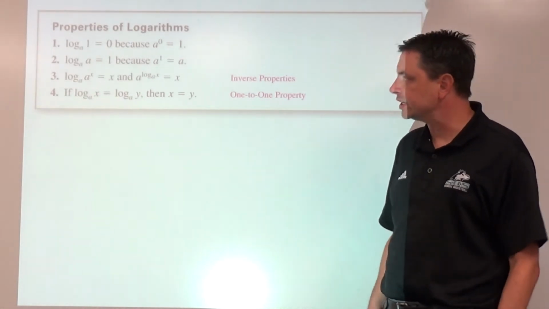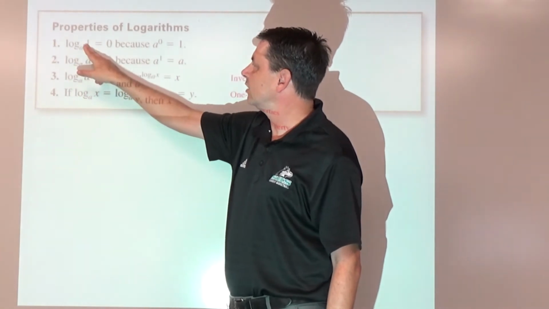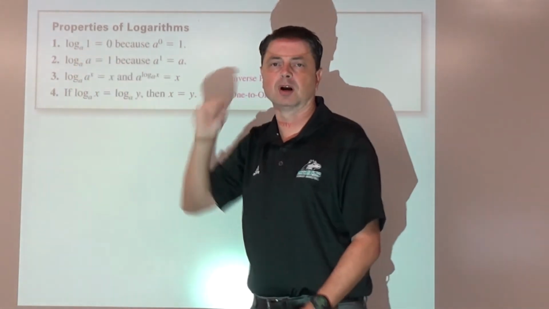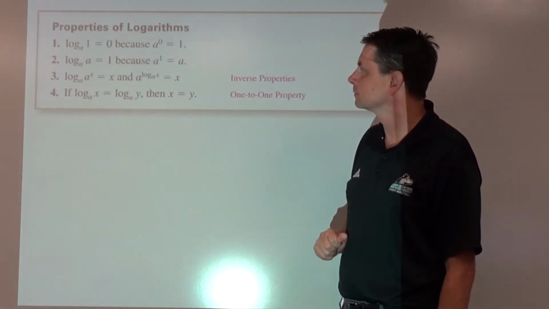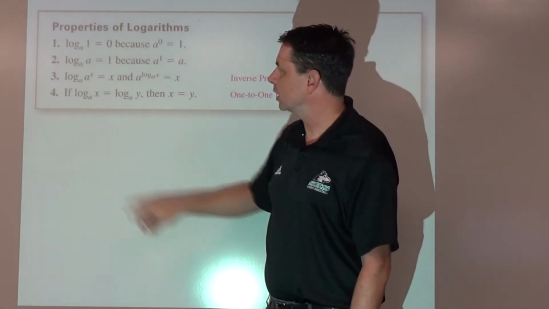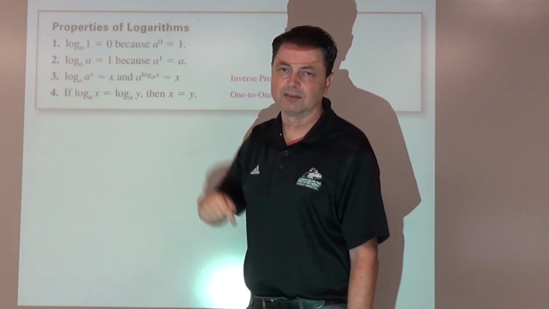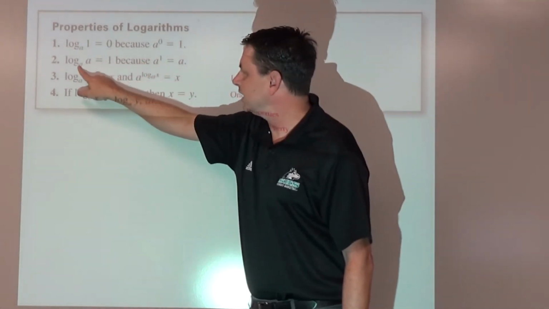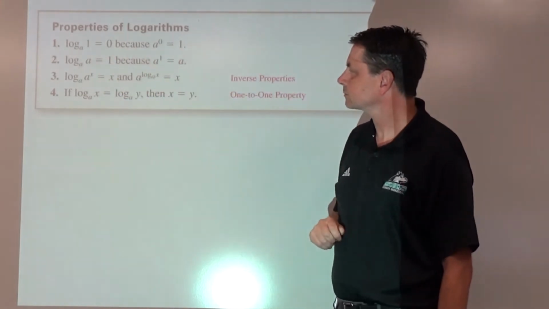So, some properties of logarithms. Log base anything of 1 will always be 0, as long as we have a legal base. Remember, our base has to be positive and cannot be 1, and that's due to the 0 exponent property. Log base anything of itself, as long as, again, we have a legal base, will always be 1, because a to what power is a? That is the first power.